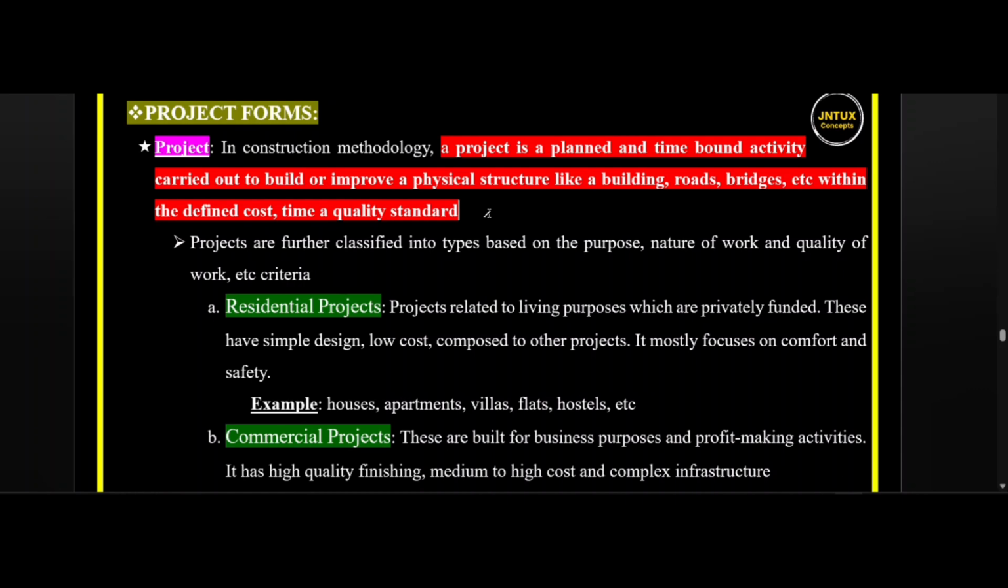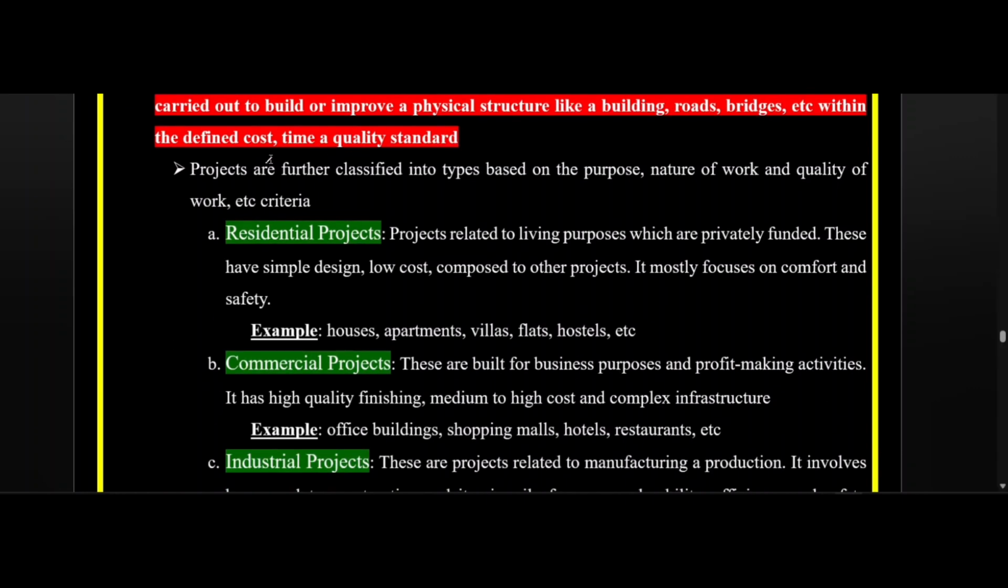So the subject is more on the general side. We know the constructions and the work related in that field. So this is the basic definition of a project, what is meant by a project in the construction domain. Projects are further classified into types based on the purpose, nature of work, and quality of work, etc. criteria.